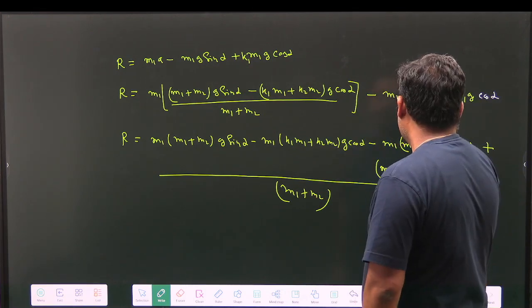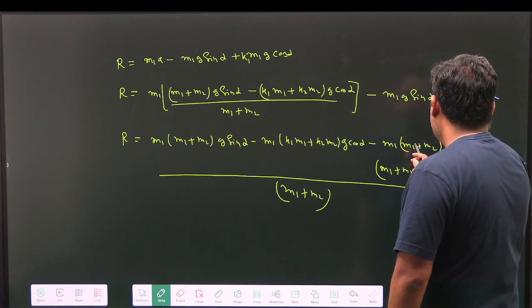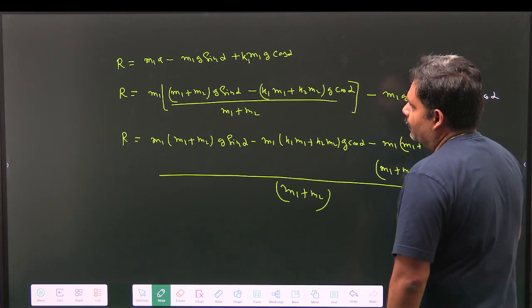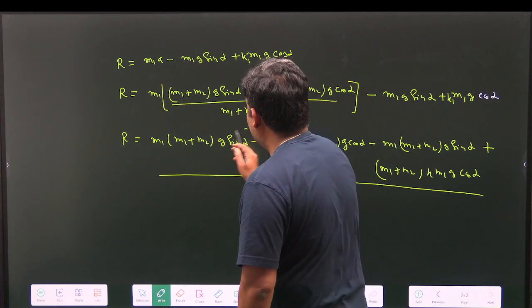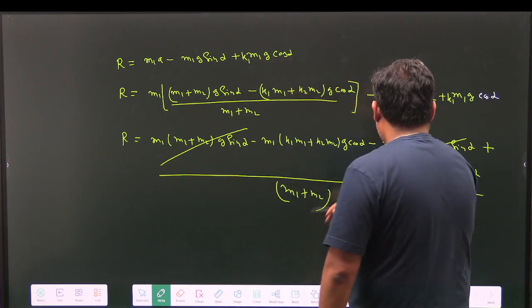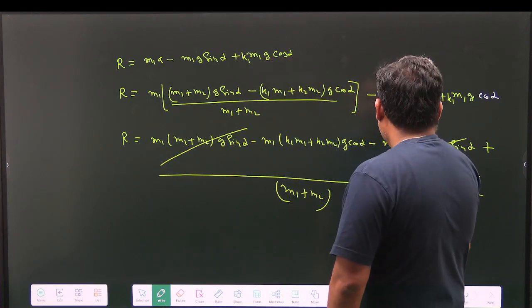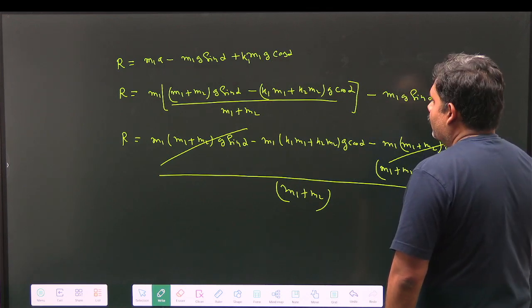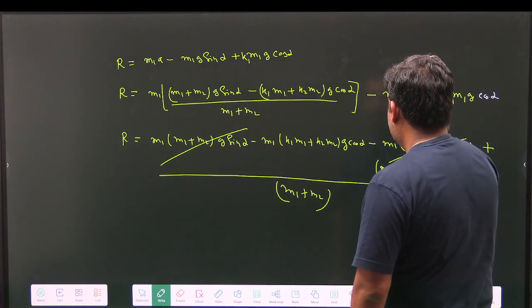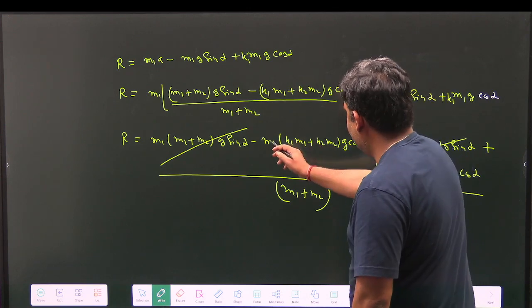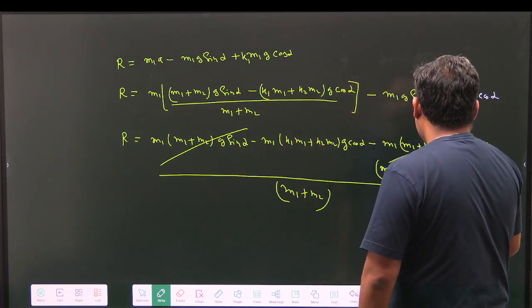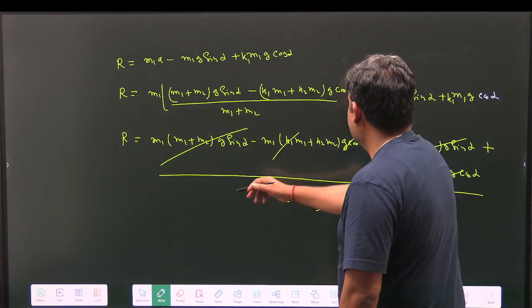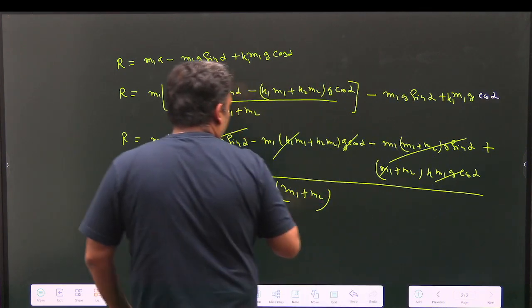Which things are going to cancel out? This m1 into (m1 plus m2) g sin alpha, m1 into this particular thing is going to cancel out. And again you can see k m1 g cos alpha into m1, so this thing is also going to cancel out. So what will happen? Only a few things are left.